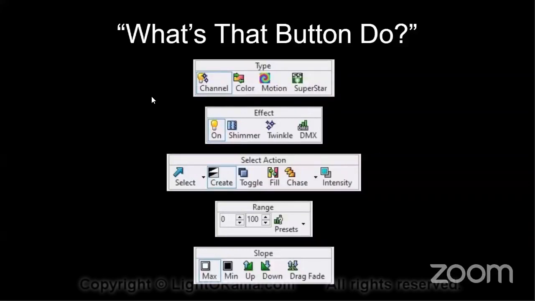So the channel is for using AC channels. If you have no RGB in your display, you will never change this type option. So if you don't have RGB, don't even worry about this box. It's going to default the channel and you're going to be fine.